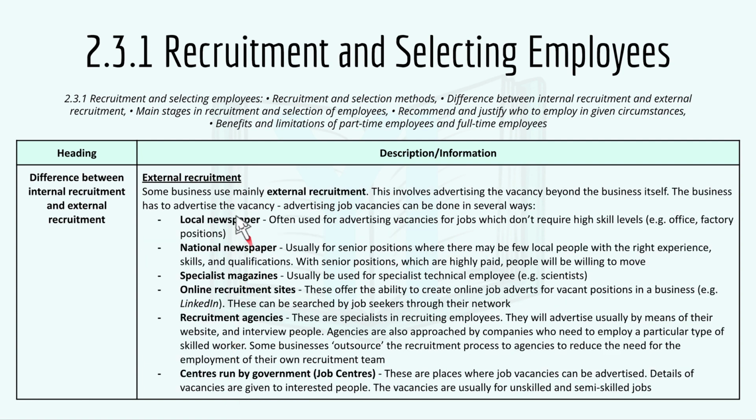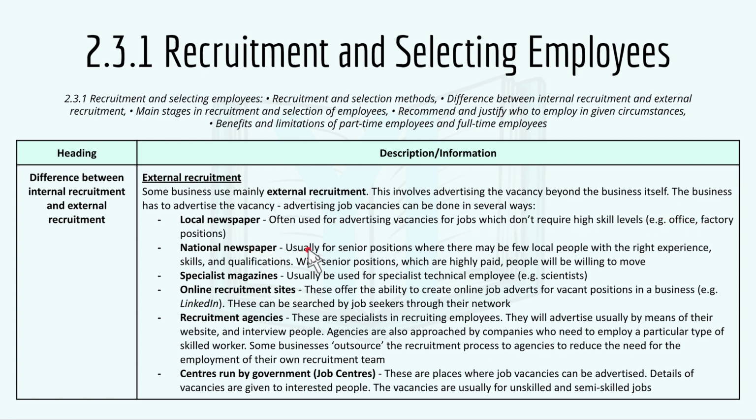Then we have external recruitment. Some businesses use mainly external recruitment, and this involves advertising the vacancy beyond the business itself. The business has to advertise its vacancy, and advertising job vacancies can be done in several ways. Number one, local newspaper, for jobs which don't require high skill levels.